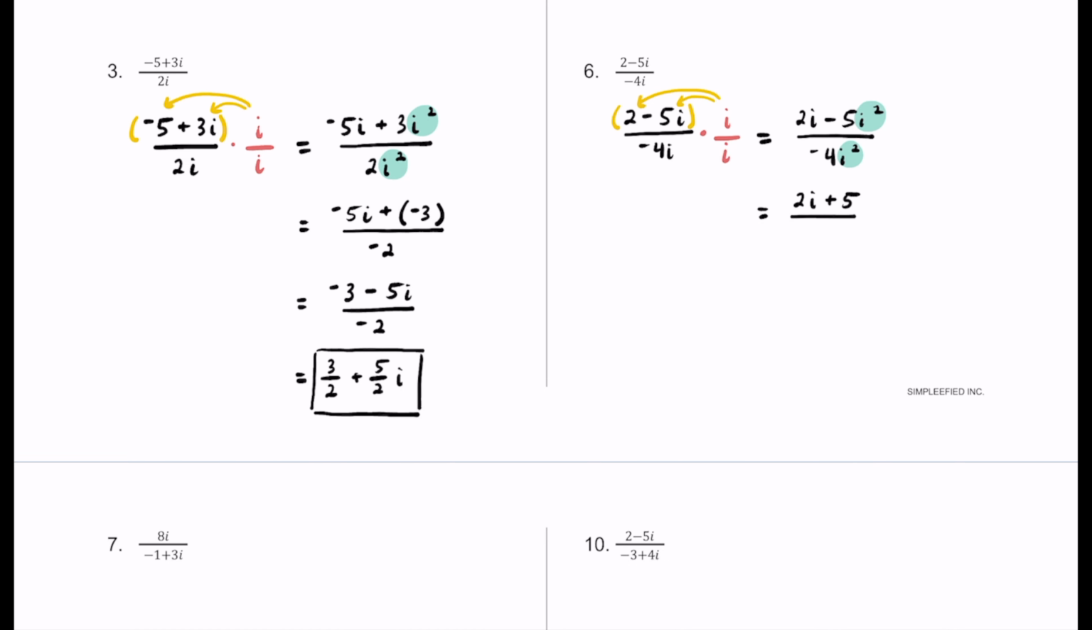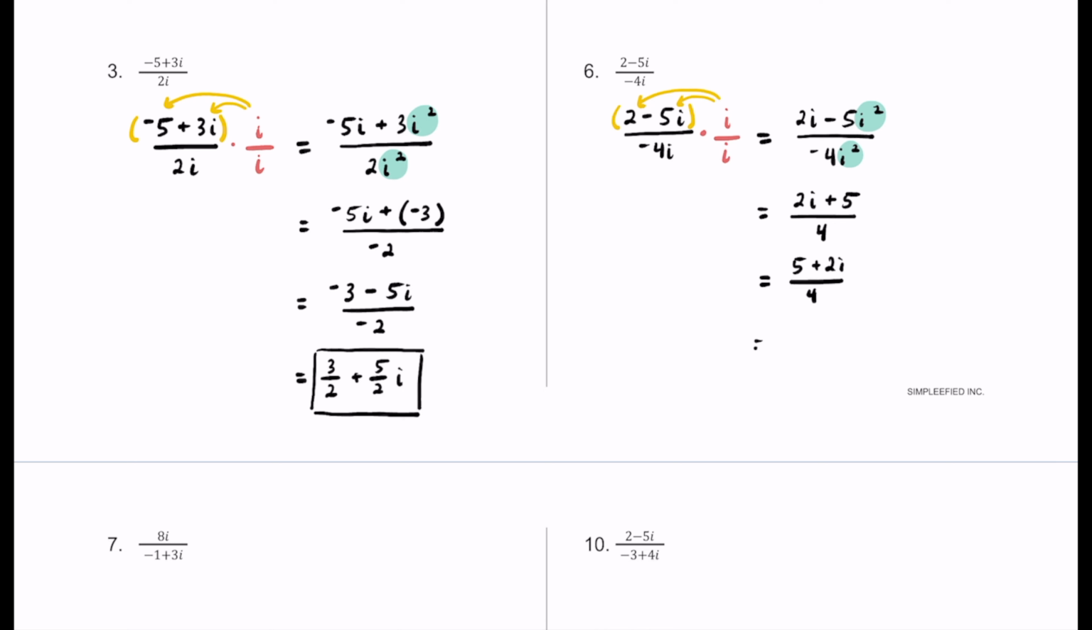And then on bottom here, we have negative 4 multiplied by negative 1. That's going to be positive 4. Rearranging the top, we have 5 plus 2i on top of 4. And then let's go ahead and just separate this. So we have 5 over 4, and then we're going to have 2i over 4.